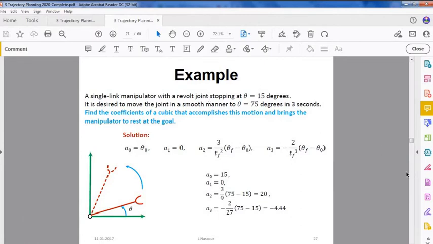So the important thing is you know the starting angle, the final angle, and the duration of motion. When you get these three values, then you can calculate all of this.